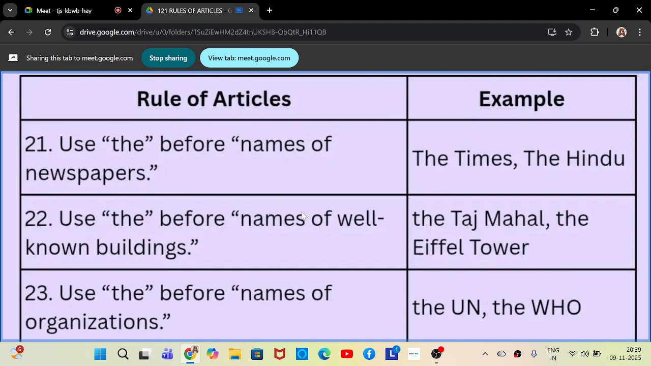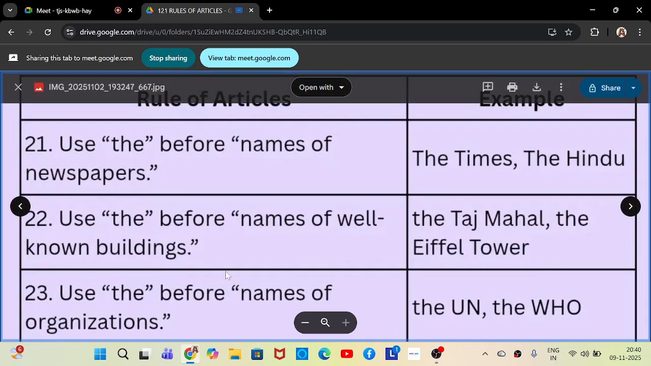Next one. Use the before names of well-known buildings. Popular buildings or popular monuments, you can use the with those popular buildings. Yes, Vaishnavi, you can read. The Taj Mahal, the Eiffel Tower. Okay, the Taj Mahal, the Eiffel Tower.